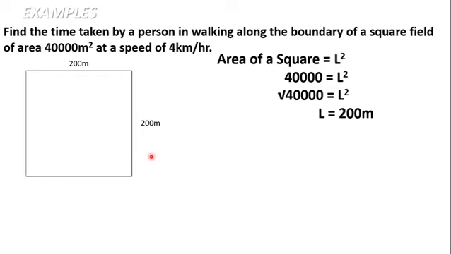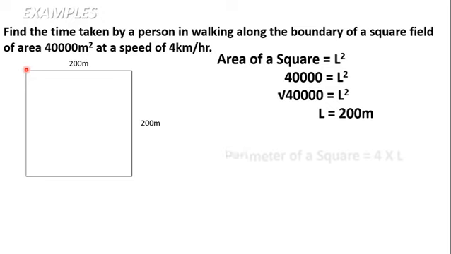So we have this square right here, and we are told that someone walks around this square at a speed of 4 kilometers per hour. So the person has to walk around the square. It means that he has to walk the entire perimeter of the square. He'll walk the length and the breadth, and then the length one more time and the breadth one more time, just like that. And so what's the formula for the perimeter of a square?